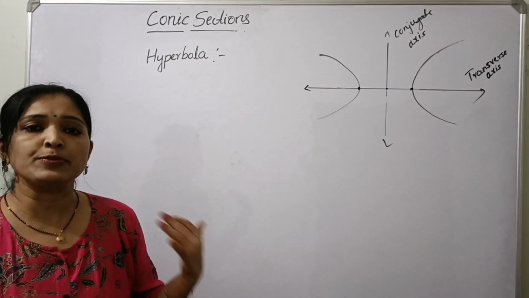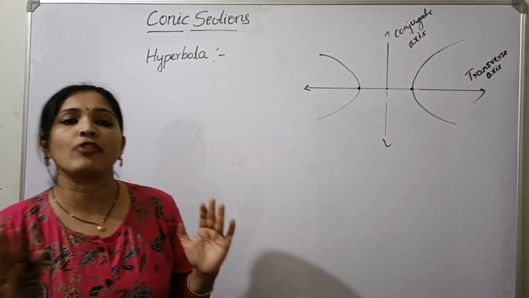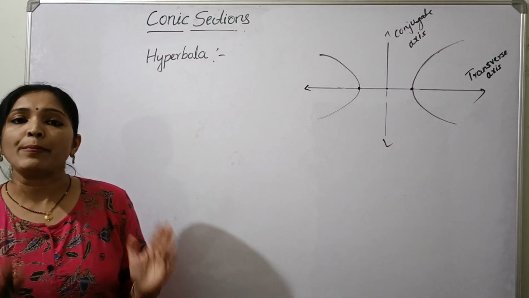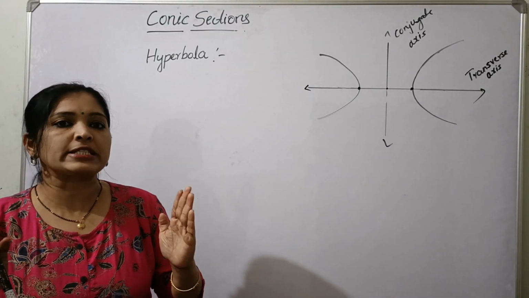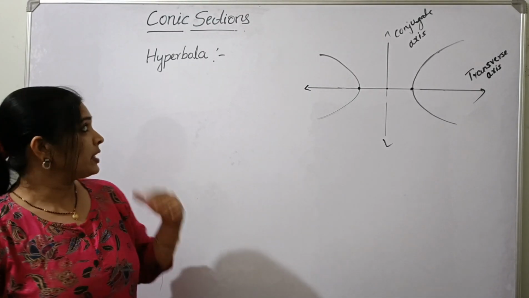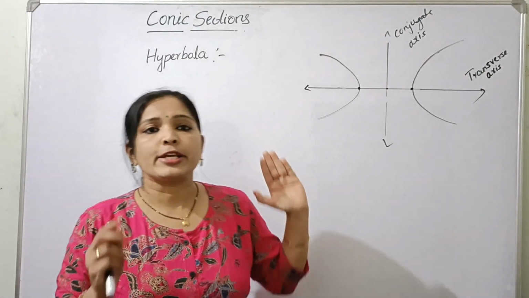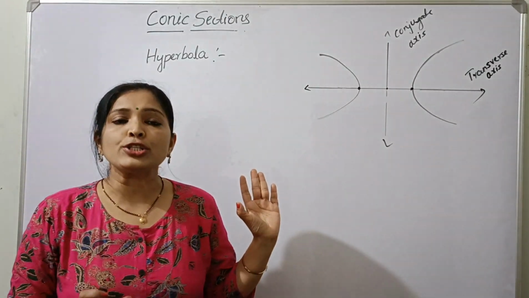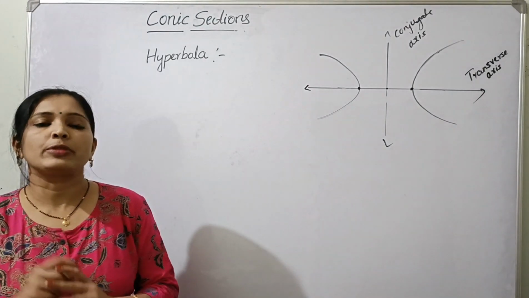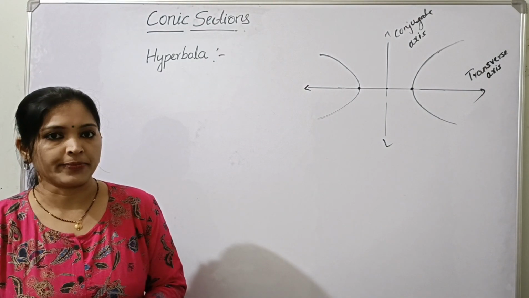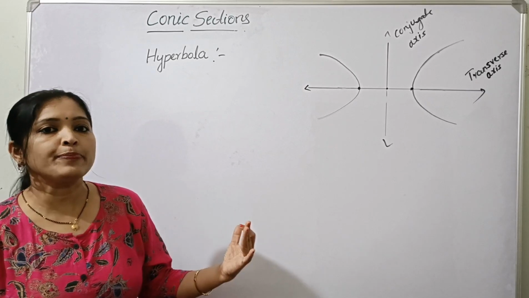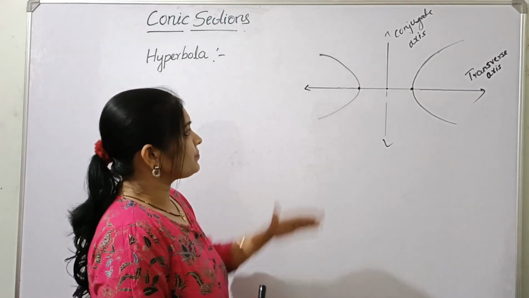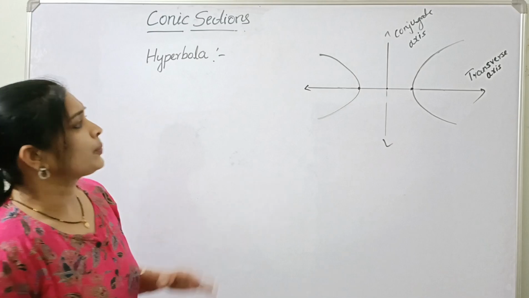We learned that an ellipse is the set of all points in the plane, the sum of whose distances from two fixed points is a constant. But here the hyperbola is the set of all points in a plane, the difference of whose distances from the two fixed points is a constant. In the ellipse it is the sum, and here it is the difference.